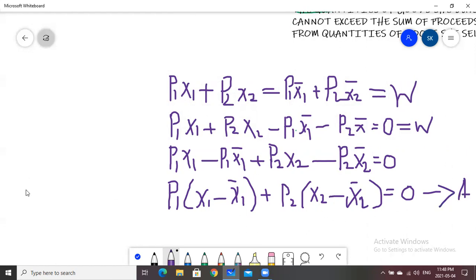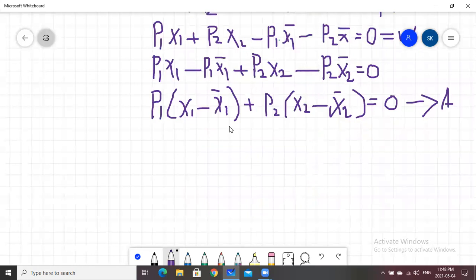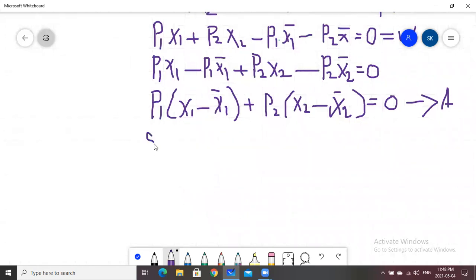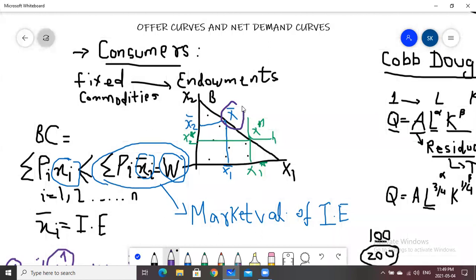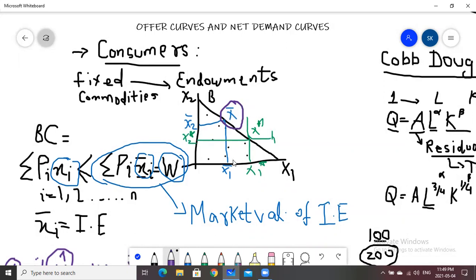Now, we know that the slope of the budget line, because it is a negatively sloped curve, is equal to minus P1 divided by P2. Now the budget line must pass through this point, that is X bar. It is very important over here: the budget line must pass through X bar.